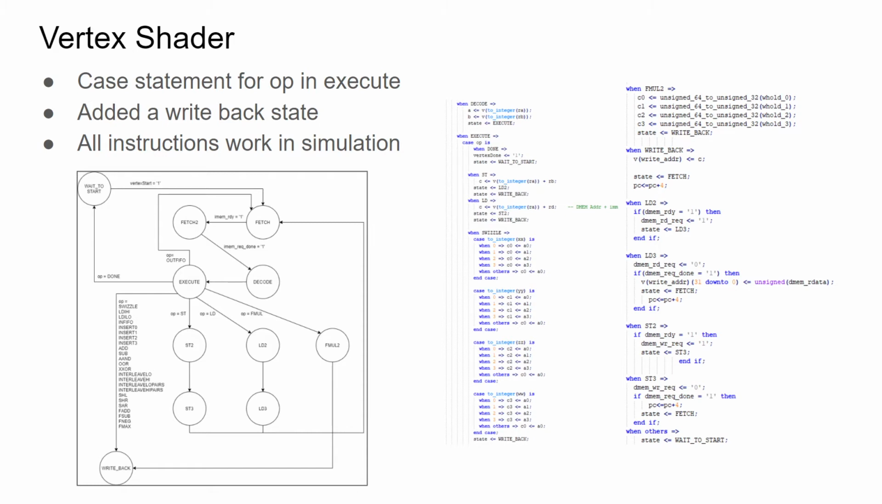Okay, so for our vertex shader, we had a case statement in the execution state that would determine what opcode we were using. For load, store, and multiplication, we had multiple different states just to help with data dependency issues. And then we had a write back state as well. All of our instructions worked in simulation, but the board never really got working.